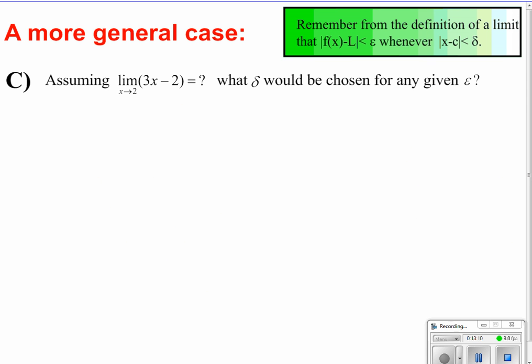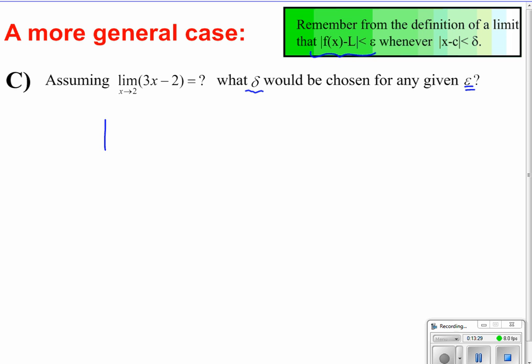What about a more general case? What delta should be chosen for any given epsilon? Oh, they aren't defining epsilon this time? That's what they've been doing in the past too. And I see, nothing given for delta either. Well, let's just start with the conclusion and work our way backwards.